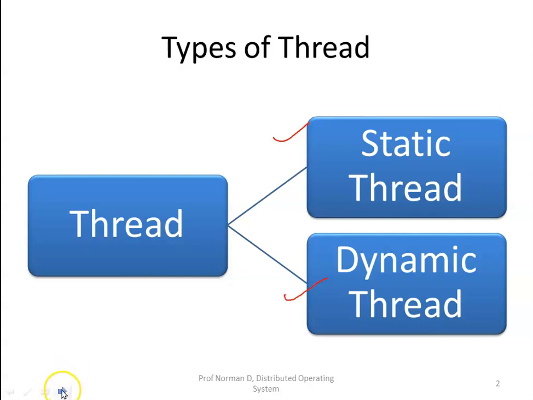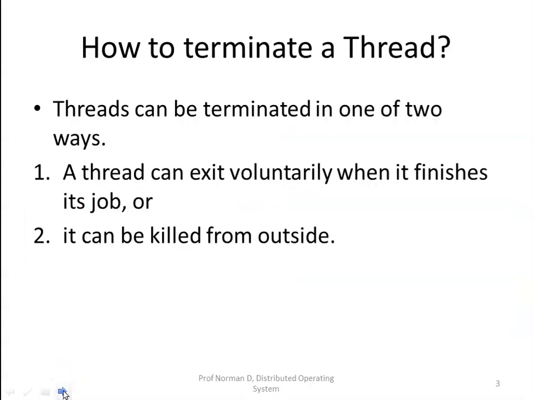Now the question is, how can you terminate a thread? So a thread can basically be terminated in two ways. The first one, the thread itself will exit voluntarily when it finishes its job. And the second option is, you kill the thread from outside. So in these two ways, a thread can be terminated.